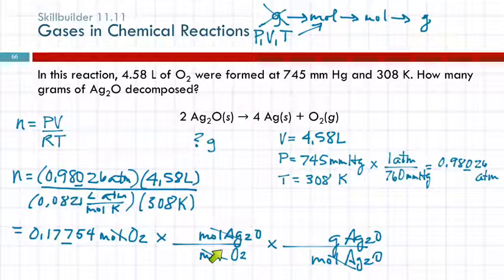Moles of silver oxide to moles of oxygen, coefficients in the balanced chemical equation. 2 moles of silver oxide make 1 mole of oxygen. 2 to 1. I need the molar mass of Ag2O, so I've got 107.9 times 2 plus 16.00, 231.8 grams equal to 1 mole. 0.17754 times 2 times 231.8.